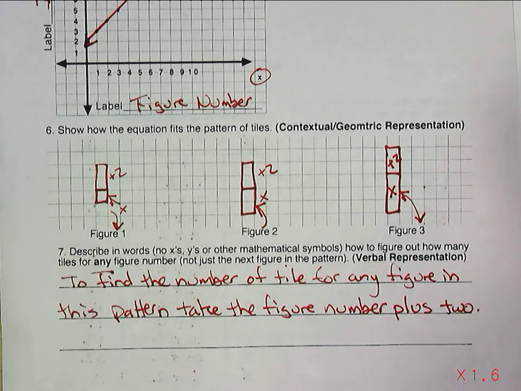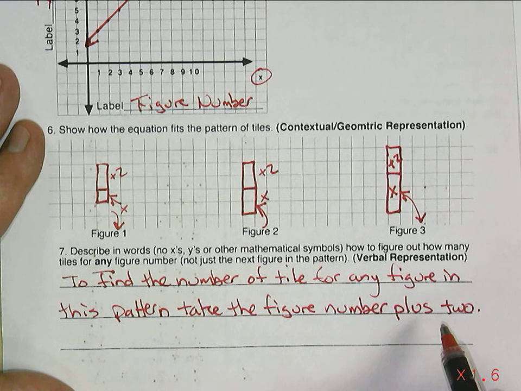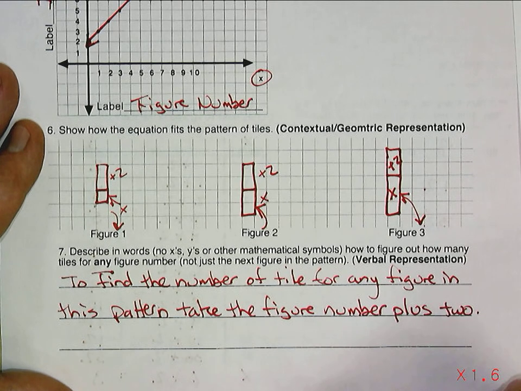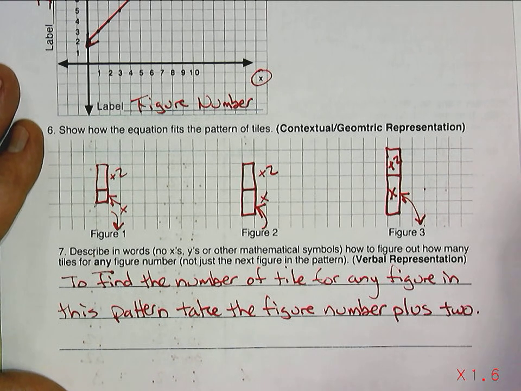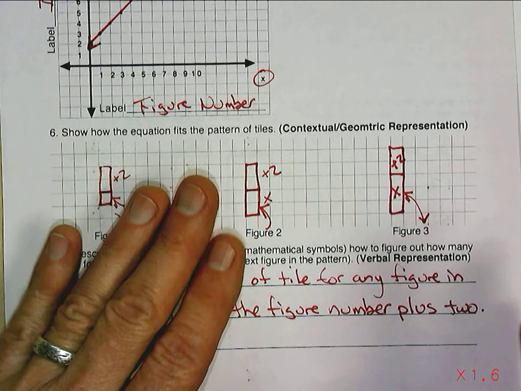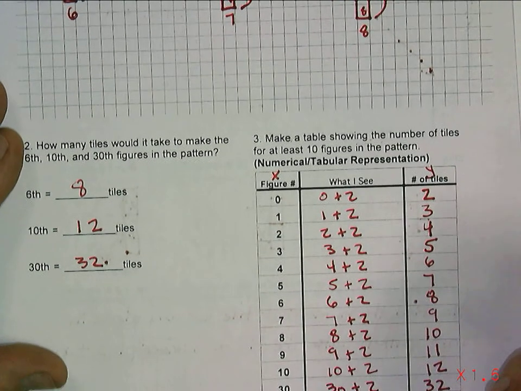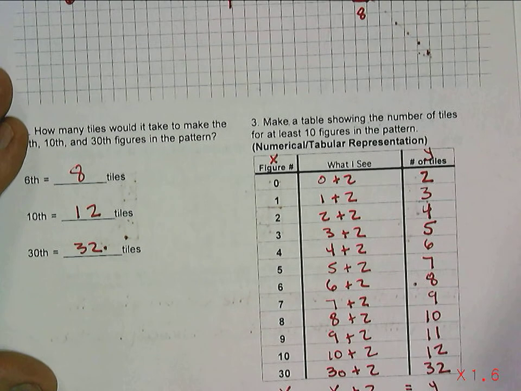So again, example, figure number 1000. To find the number of tiles for figure number 1000, I take the figure number 1000 plus 2. So there would be 1002 tiles stacked in one long stack in figure number 1000. And that's the whole idea of patterns and equations and representing them in these different ways. This is actually called the 5 ways to represent an equation or to represent a pattern.